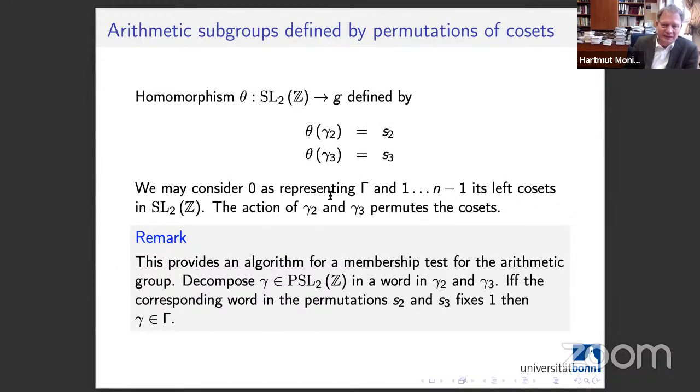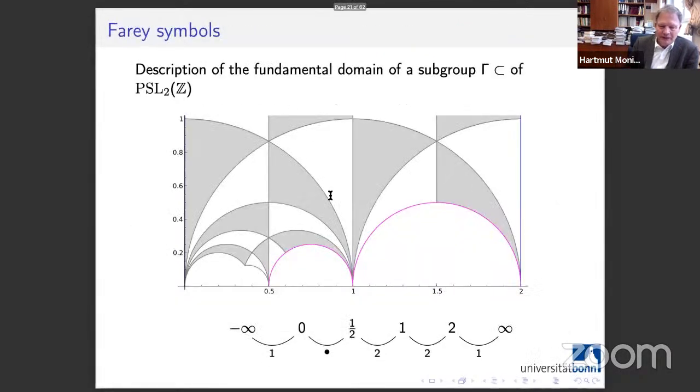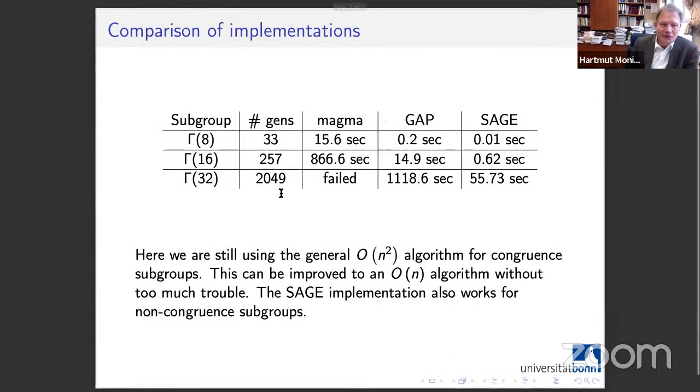And here I say again what the homomorphism is. Again, these are the Farey symbols. And the one thing I wanted to show here today is a comparison of implementations. I mentioned that last time, but I didn't give you any figures. So these are all congruent subgroups.